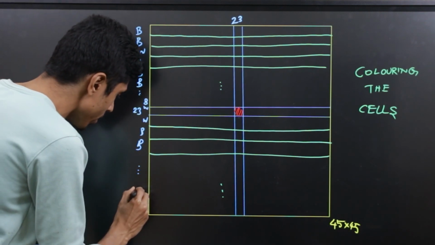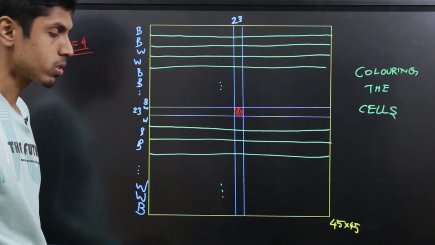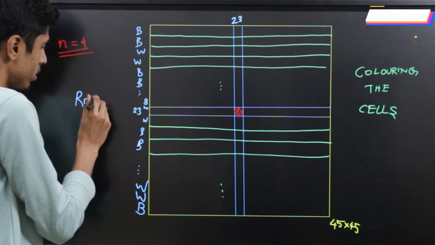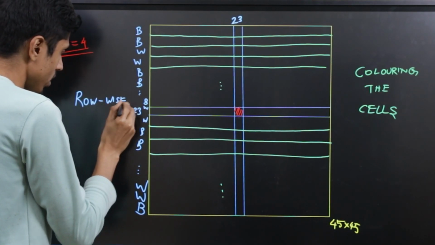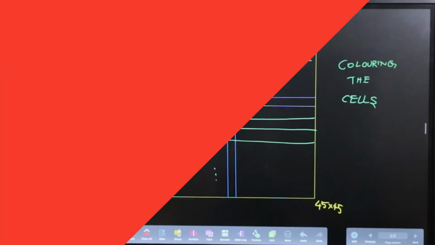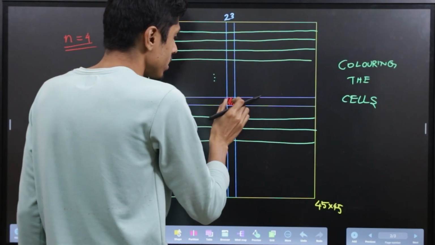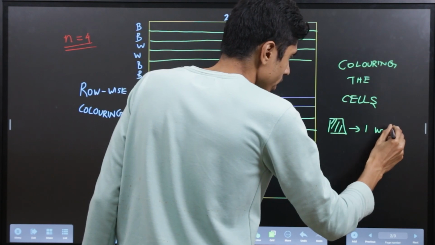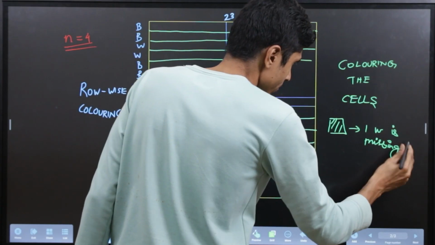The 44th row would be white, and the 43rd row will be white. The 45th row will be black because of the form 4k plus 1. So this is done with row wise coloring. What's the color that's missing here? Since the entire row is white, one white is missing. The missing cell will also be white, as the entire row is in white.